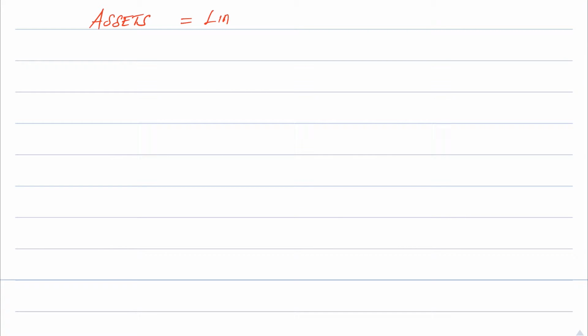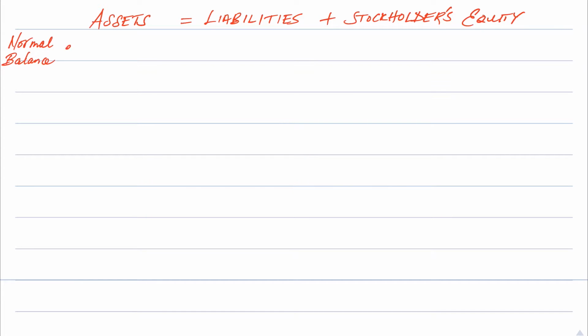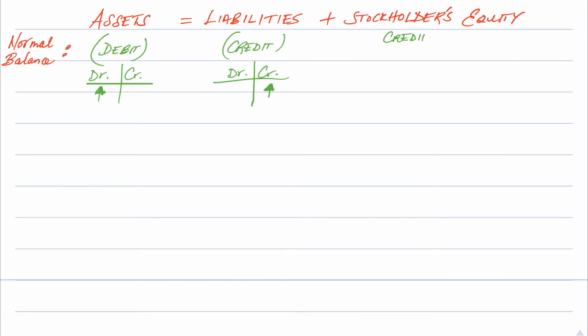Let's look at how we apply debits and credits to our accounting equation. Now, assets are usually a benefit to the organization, and in accounting, a normal balance in an asset account is a debit. Now, liabilities. A normal balance in liabilities is a credit. Now, stockholders' equity. Pay attention carefully here. A normal balance in stockholders' equity is a credit, but stockholders' equity is broken down in two parts: common stock and retained earnings.